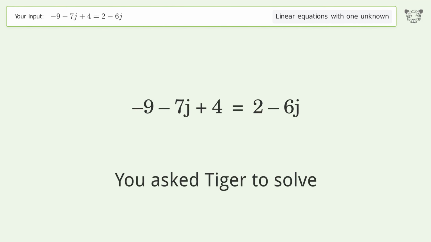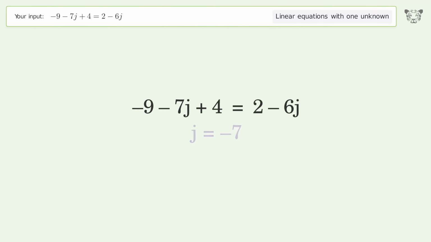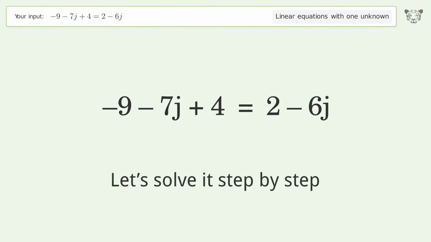You ask Tiger to solve. This deals with linear equations with one unknown. The final result is j equals -7. Let's solve it step by step.